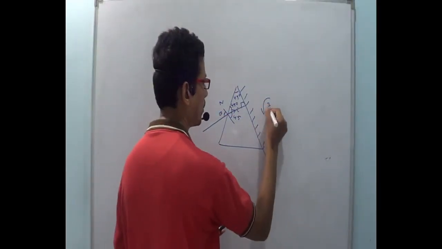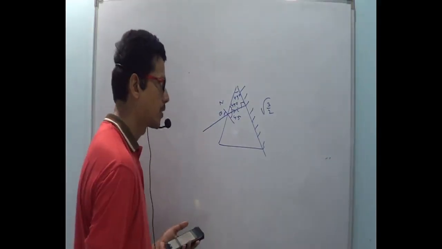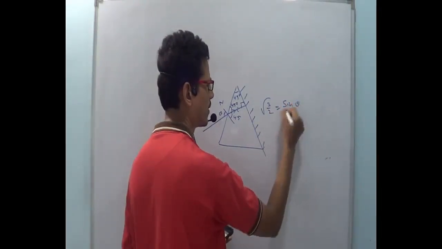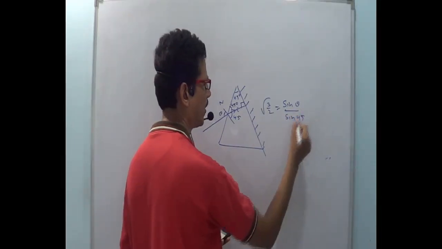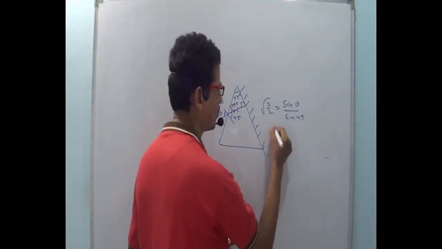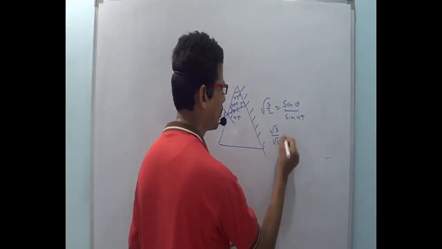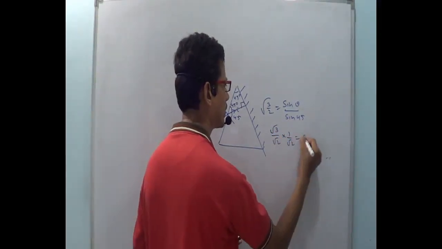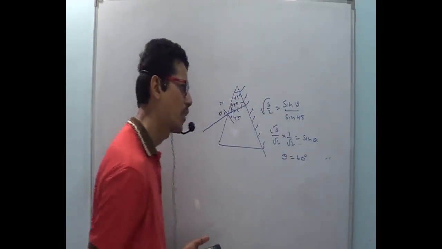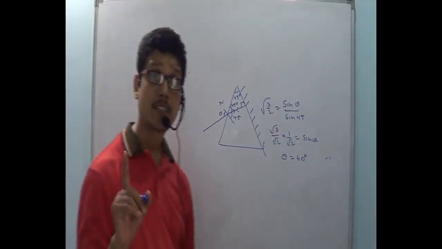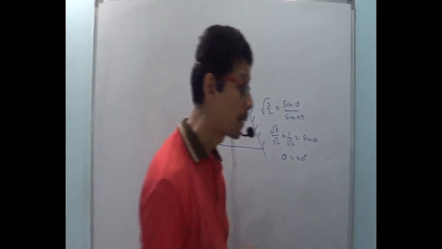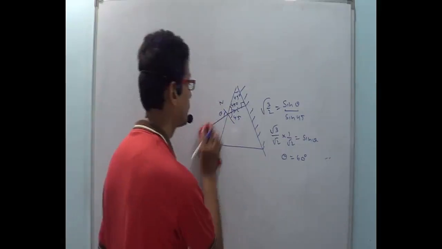Root 3 by 2 is the refractive index of this prism he has given. So what is the refractive index formula? Sin i by sin r. Sin r means take sin 45. So what is that angle? Theta. So root 3 by root 2 into 1 by root 2 is nothing but sin theta. Theta is nothing but 60 degrees. Okay. Retrace means light ray should fall perpendicular to the mirror.